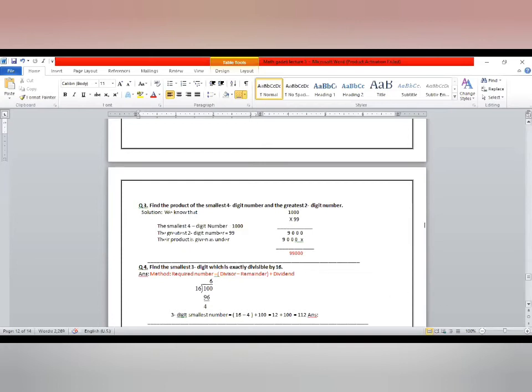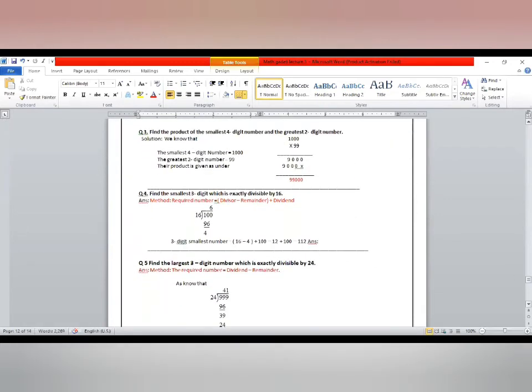Dear students, first of all, we will write some explanations, the necessary steps. The smallest 4-digit number is 1000, the greatest 2-digit number is 99. Their product is given like this: 1000 multiplied by 99. The same way, the answer will come 99,000.